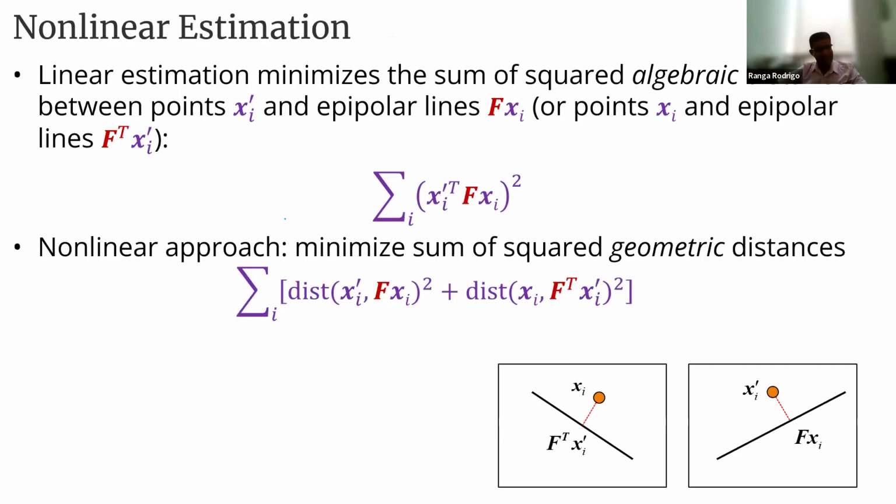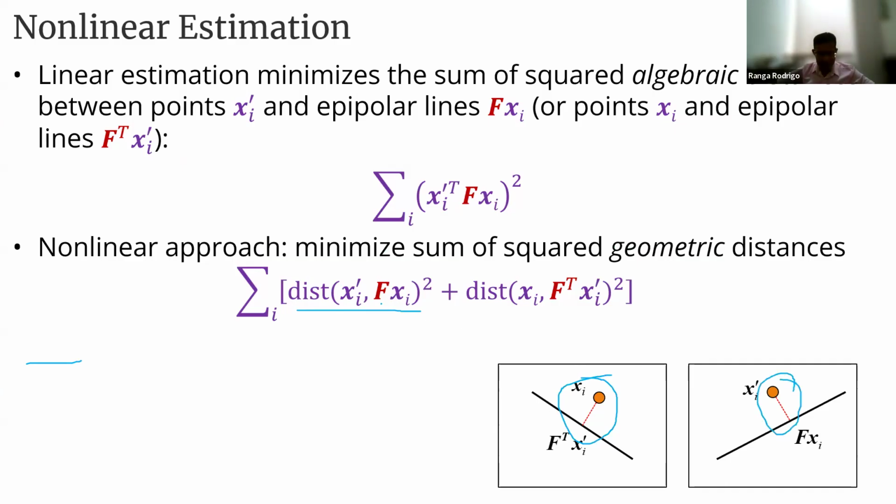The non-linear estimation is there. Linear estimation, what we studied before, minimizes the sum of squared algebraic distances between xi prime and the epipolar lines F xi, or points xi and epipolar lines F transpose xi prime. The non-linear approach is also there. Rather than doing that, we can use the non-linear one. You can see it minimizes the sum of squared geometric distances like this. So it minimizes the distance to the epipolar lines.